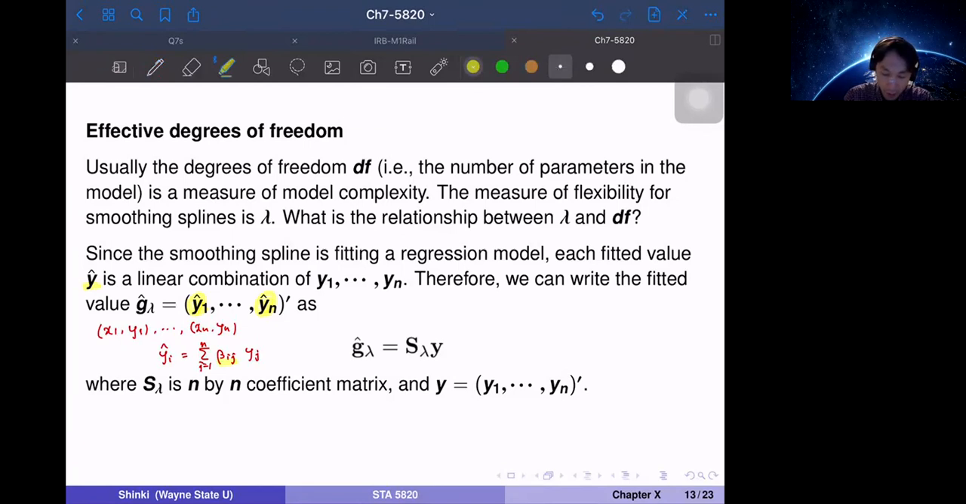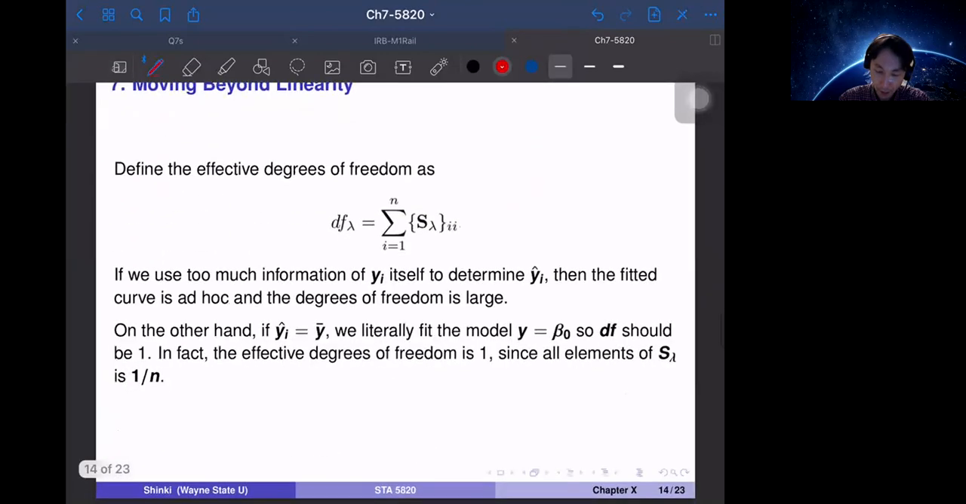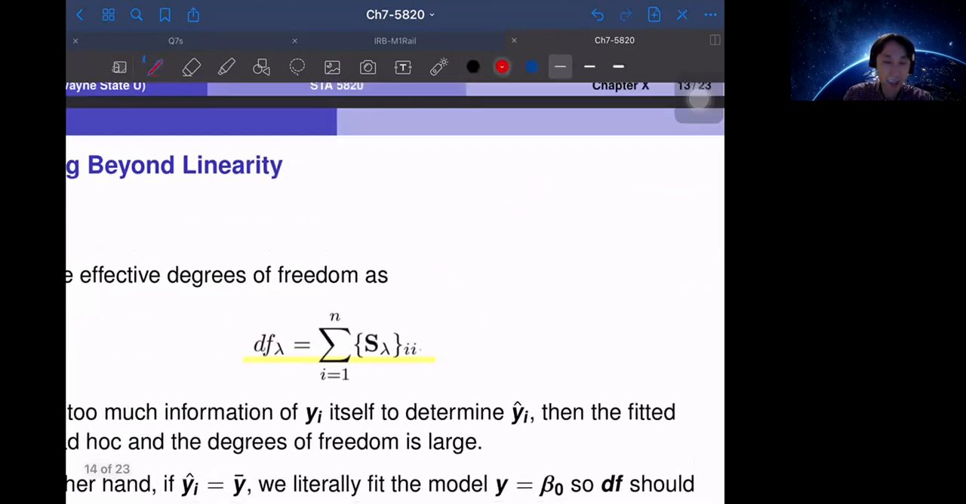Then we call beta_ij S lambda. It depends on lambda, but lambda is somewhat fixed, and once we determine lambda, we can estimate this S lambda, which is the matrix of beta_ij. S lambda is an n by n matrix. The sum of the diagonal terms of S lambda is called the effective degrees of freedom, so df lambda is defined by the sum of the diagonal terms.